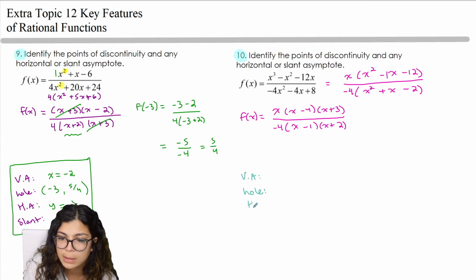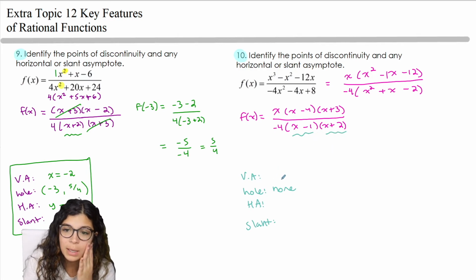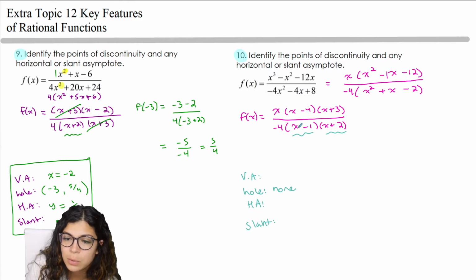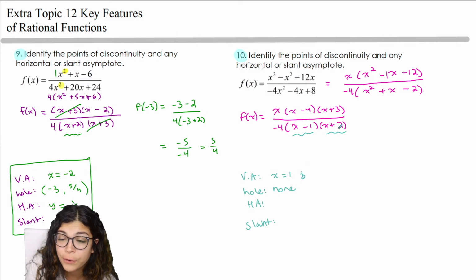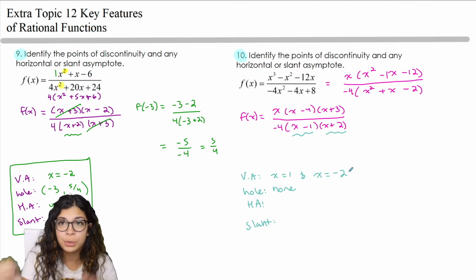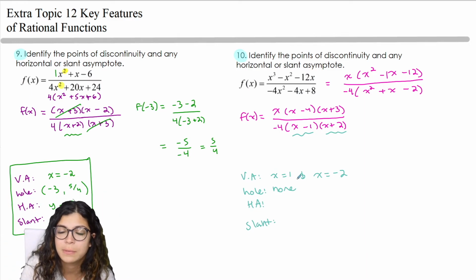So let's write out our little blanks here so we can fill them in: hole, horizontal asymptote, and then slant. There are no holes because no factor cancels on top and bottom. We actually have 2 vertical asymptotes in this case because we have 2 factors in the denominator that stayed. This gives me x equals 1, and another vertical asymptote at x equals -2.